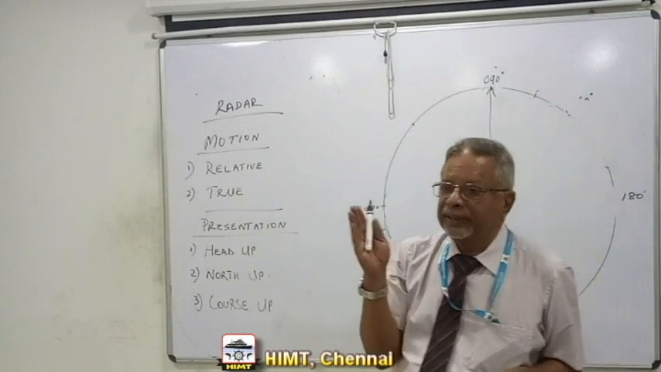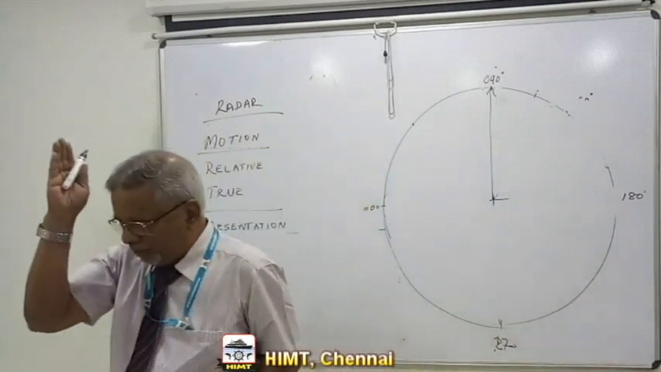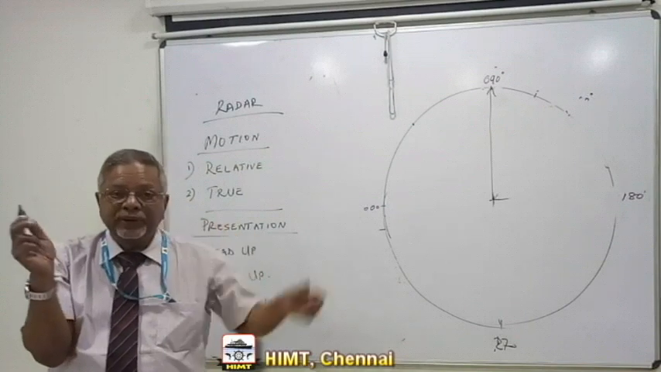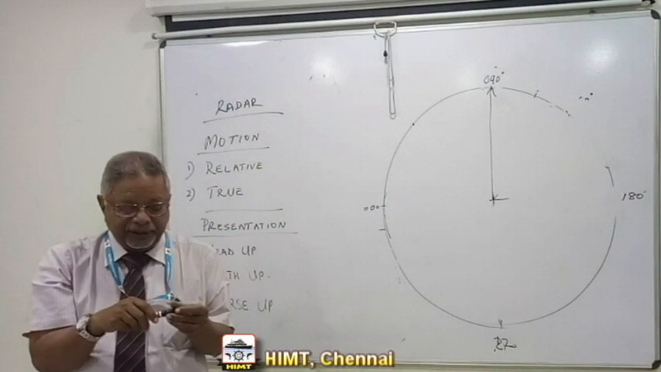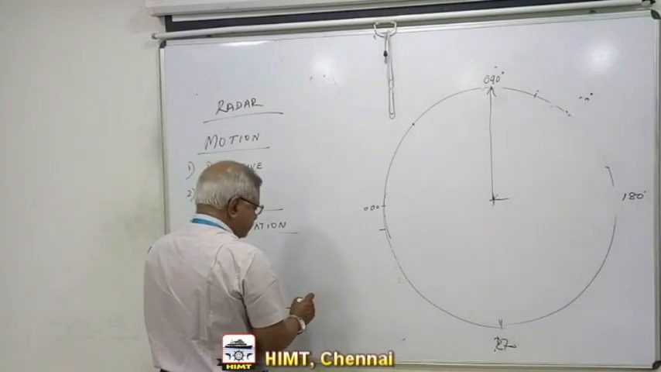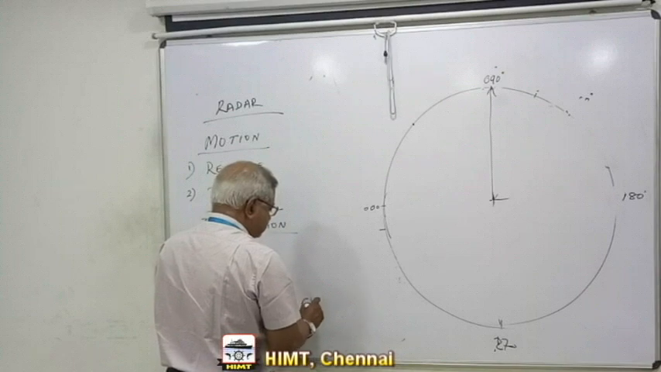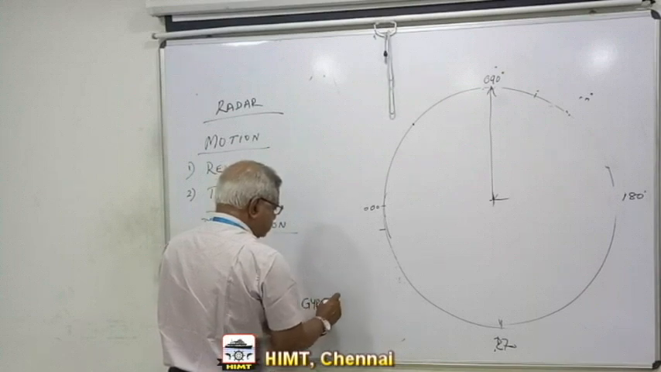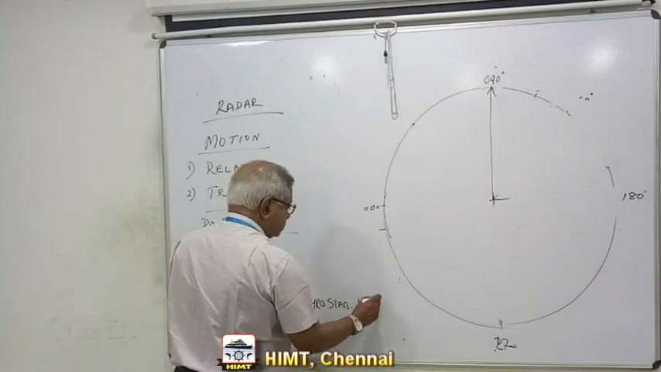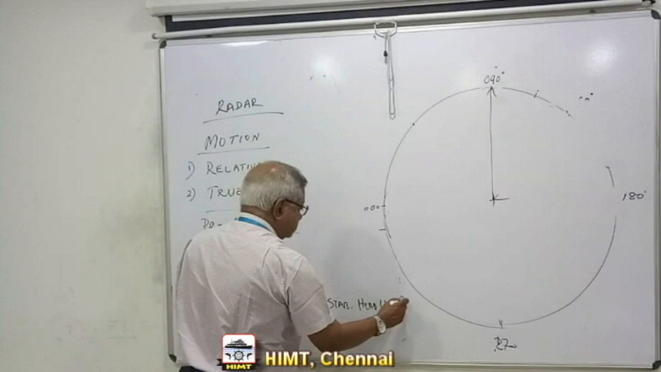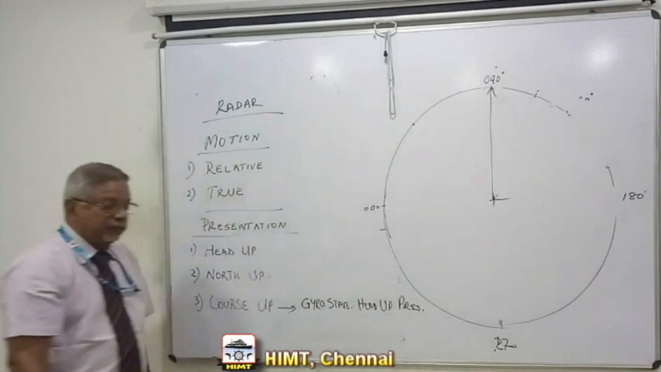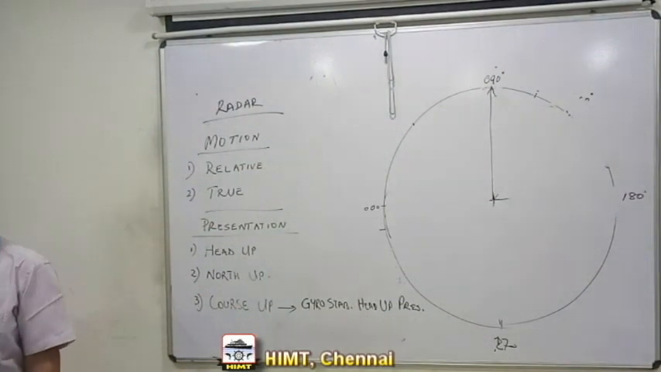Whatever course you are steering, the heading marker will be pointing in the 000 direction, but the graduation will shift to show you the correct heading. So, in other words, course-up is nothing but gyro stabilized head-up presentation.